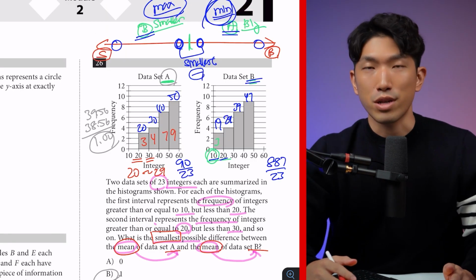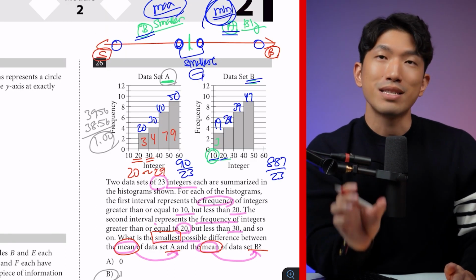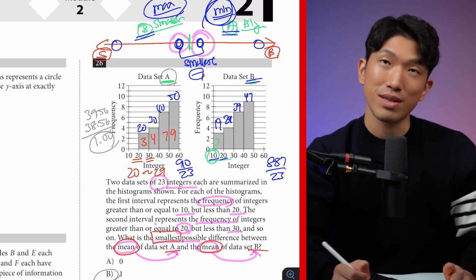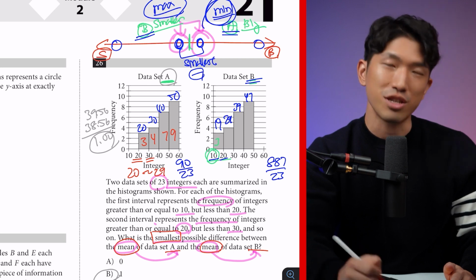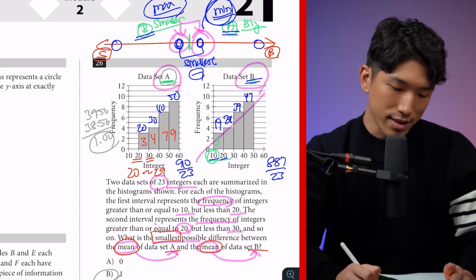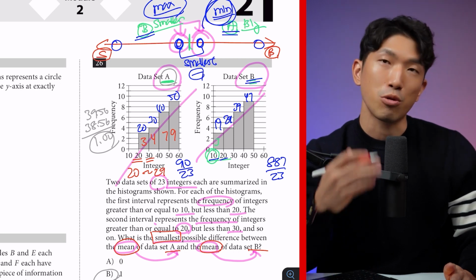So the main takeaway from this question was, in order for me to minimize the difference between the two averages, I have to maximize one of them and minimize the other one so that they are as close to each other as possible. And for dataset B, we use the biggest number possible. And for dataset A, we use the smallest number possible in order to minimize it.